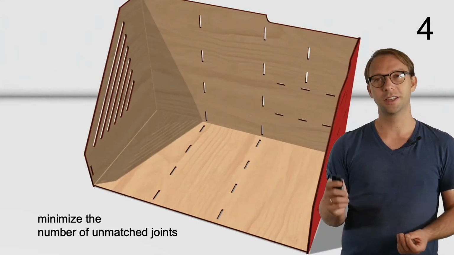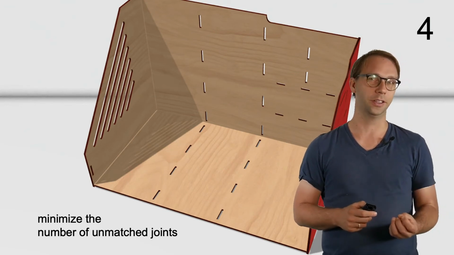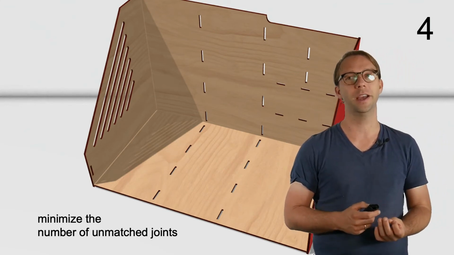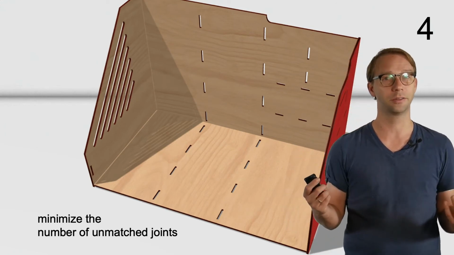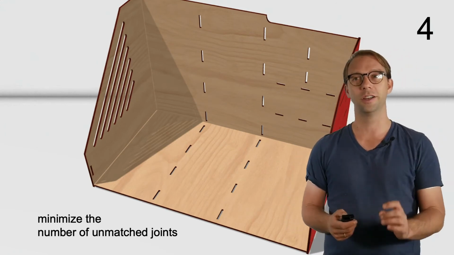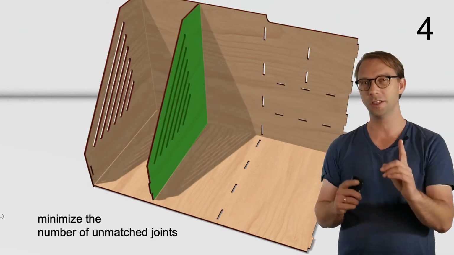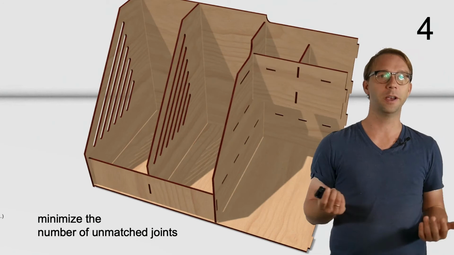AutoAssembler minimizes the number of unmatched joints. Assembling this red plate leads to a strong increase of the search space, as it opens up a lot of new joints. AutoAssembler therefore assigns a better score to this green plate, which closes down 2 joints and opens up only 1, to keep the search space tractable.